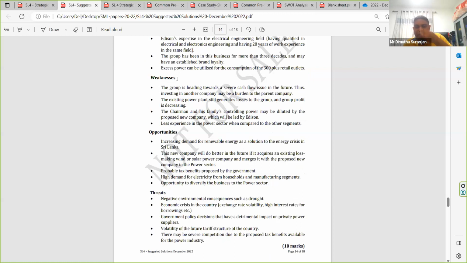This new company will do better in the future if it acquires an existing loss-making wind or solar power company and merges it with the proposed new company in the power sector. Probable tax benefit proposed by the government, maybe a tax benefit for companies that invest in this area. High demand for electricity from the household and manufacturing segments. So, an opportunity for the business in the power sector.